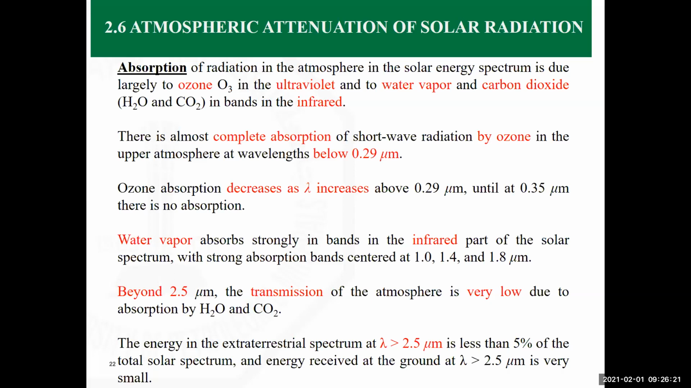So when we are looking at the whole picture, as you can see here, the energy in the extraterrestrial spectrum at wavelength greater than 0.5 micrometer is less than 5% of the total solar spectrum. The energy received at the ground at that range, which is greater than 2.5 micrometer, is very small.